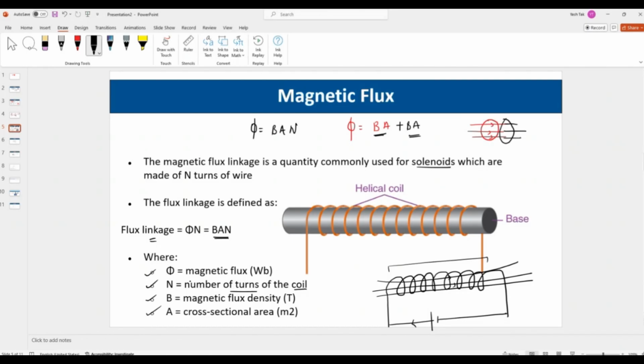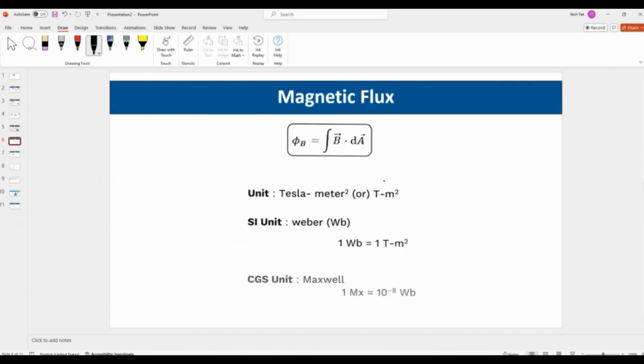So unit of area will be meter square, magnetic field intensity is Tesla, flux will be Weber, and N is just a number. So unit of that is basically Tesla into meter square. This is B into A. B is Tesla, A is meter square, and this we call a Weber. We also call this a Maxwell in the CGS system of units. The conversion between Maxwell and Weber is 10 to the power minus 8. This you will never see, but the SI system of units you should know.